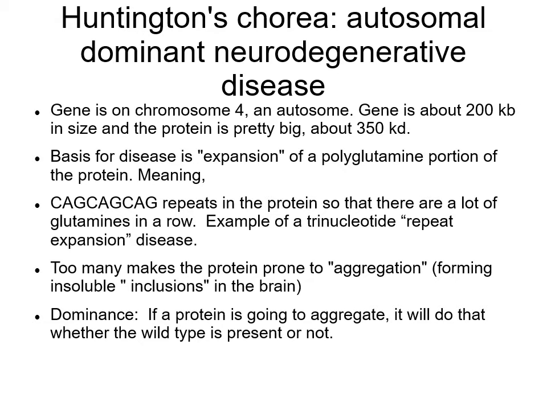Okay, so this makes sense in terms of it being dominant, because if a protein is going to aggregate and cause inclusions, it will do that even if there's a wild type present as well. So the presence of a wild type protein can't make up for the fact that you have this aggregating thing. Now this is different from a lot of the diseases that we've seen, because usually one wild type allele is enough to allow a normal function. In this case, the dominant form wins because it's going to aggregate regardless.